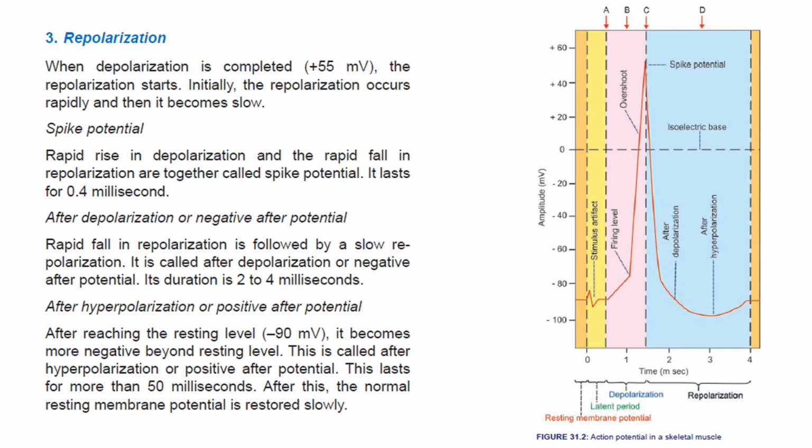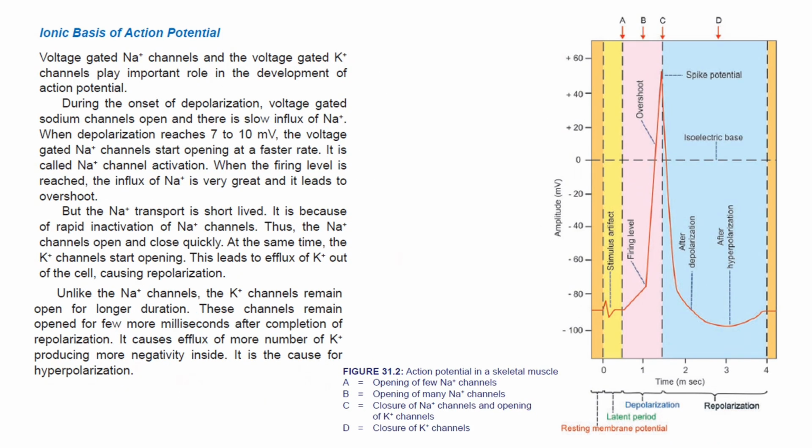It completes the cycle. To understand the ionic basis of the action potential, let's examine the role of voltage-gated sodium and potassium channels in driving this process. If we want to understand it in a simpler way, we can divide the graph or the curve into some sections as A, B, C, and D, as you can see.